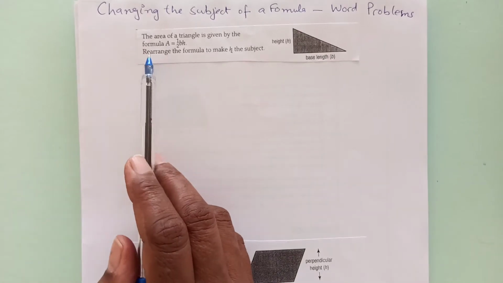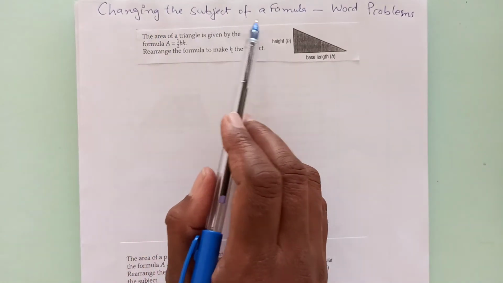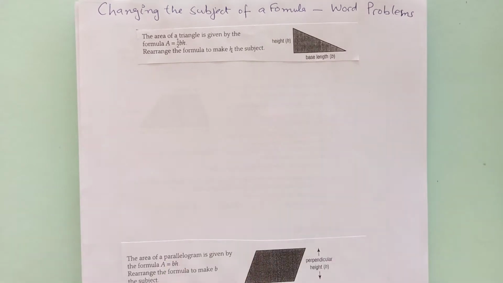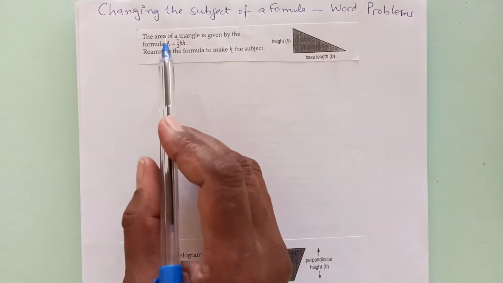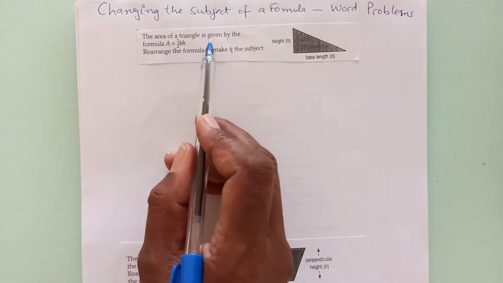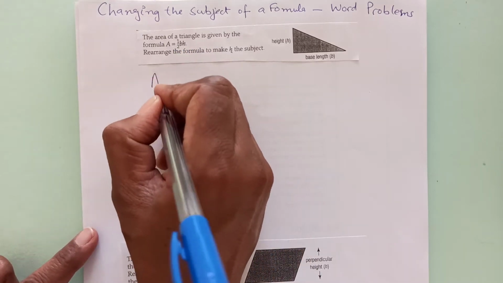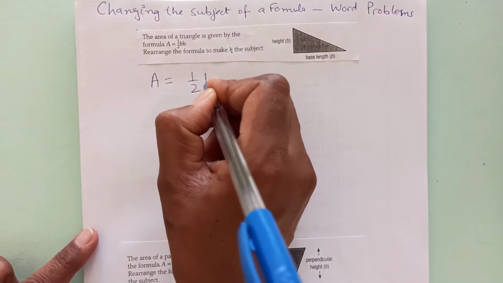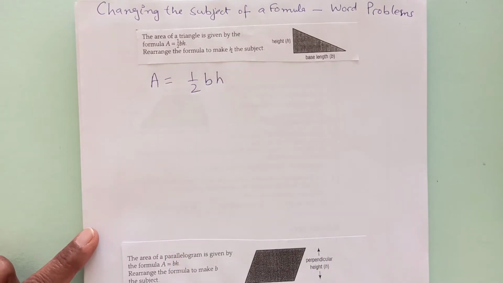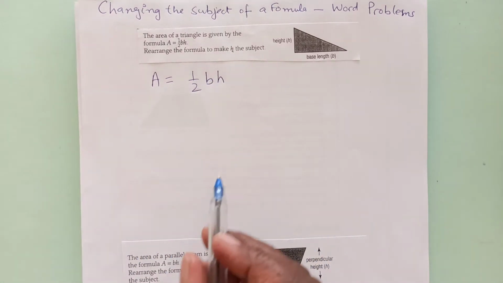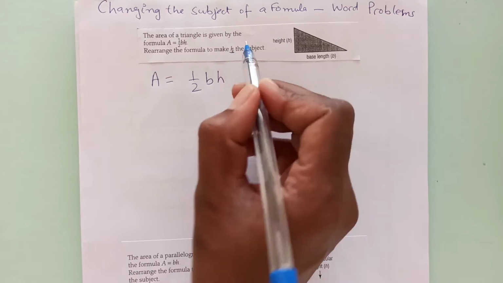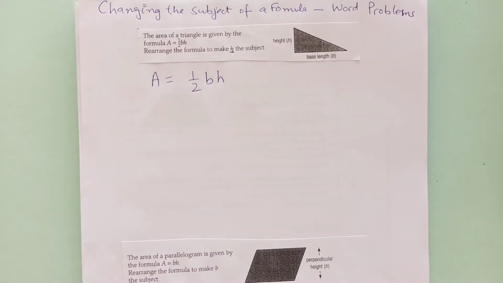In this video, let's do changing the subject of formula word problems. You can see this problem here. The area of a triangle is given by the formula A equals half BH. So the question is: rearrange the formula to make H the subject. So we need this H to be the subject.